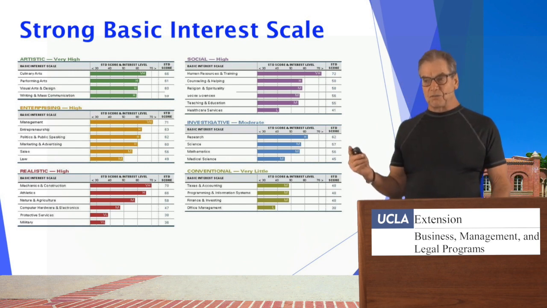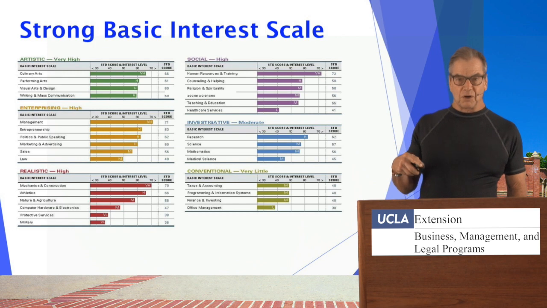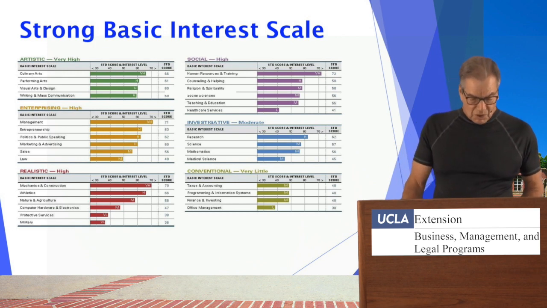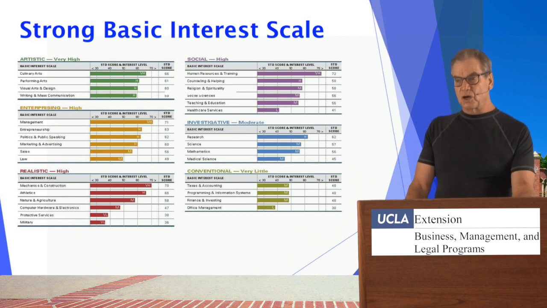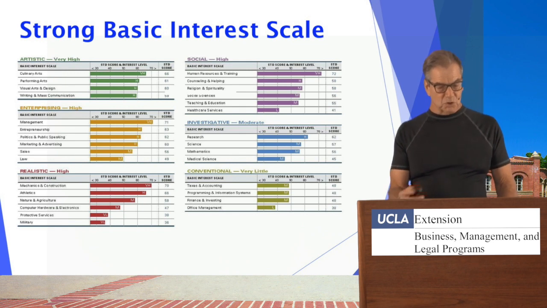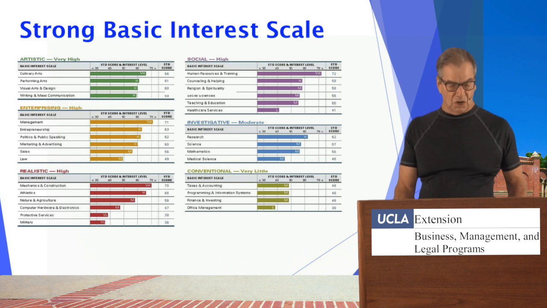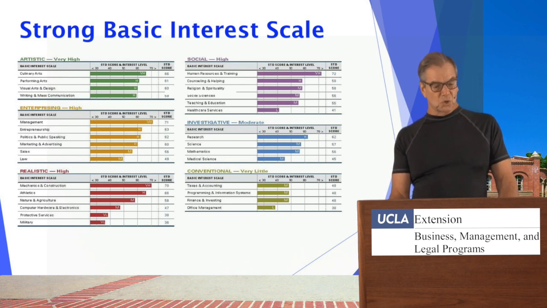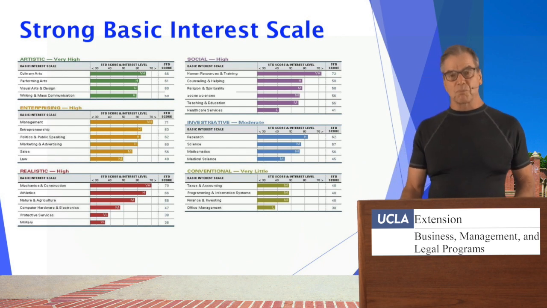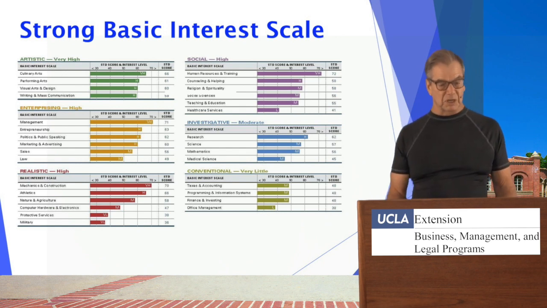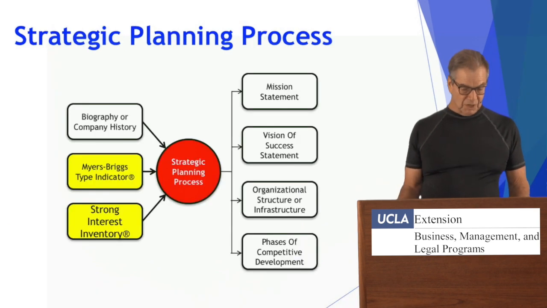Know that PDF copies of these reports are available from the producer, which is called CPP, or cpp.com, or if you just Google example Strong Interest Inventory reports, you'll find plenty of them on the internet.